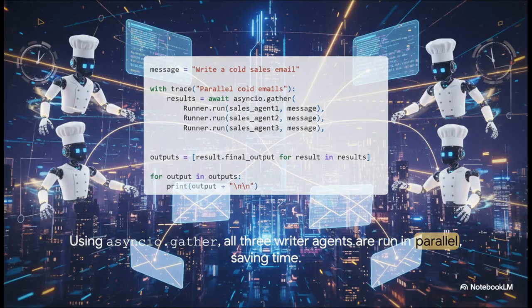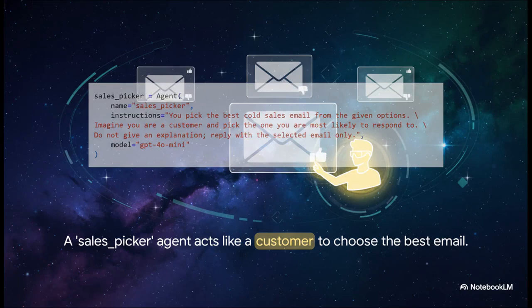Now for step 2, and this is where our async chef comes back. By using a command called asyncio.gather, the program doesn't run these agents one by one. Nope, it fires them all off in parallel. This saves a ton of time. You get 3 completely different email drafts in about the same amount of time it would normally take to get just one.